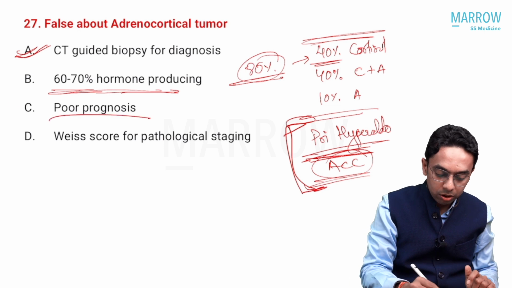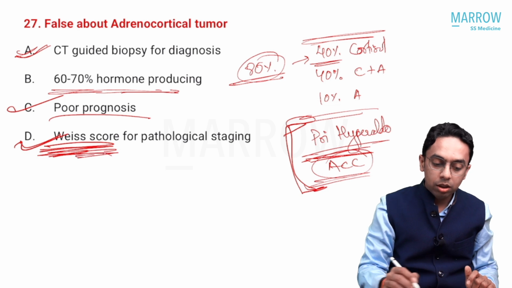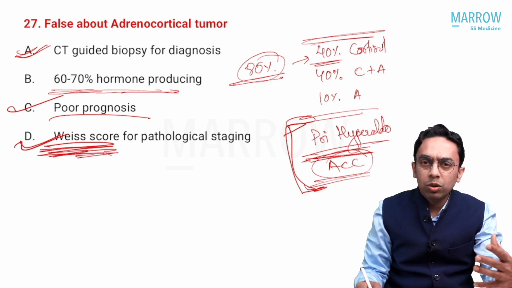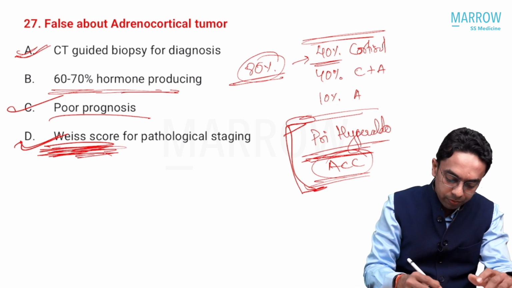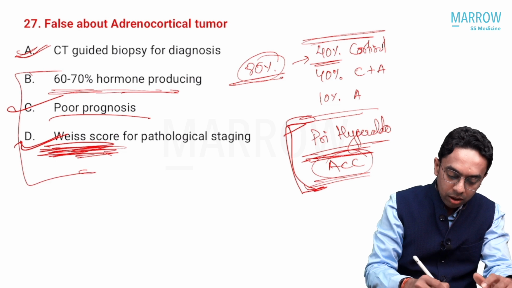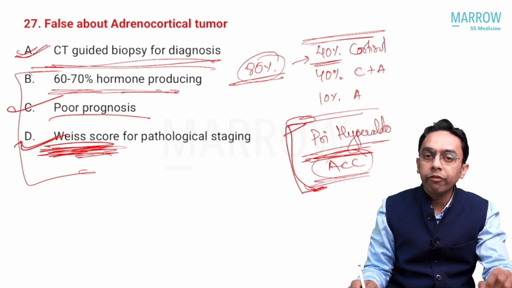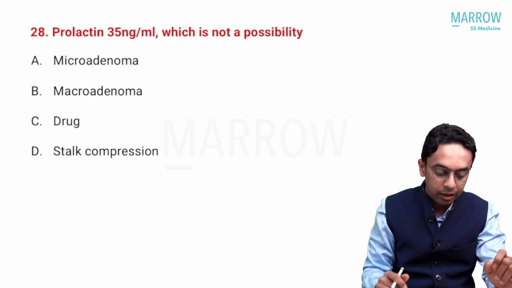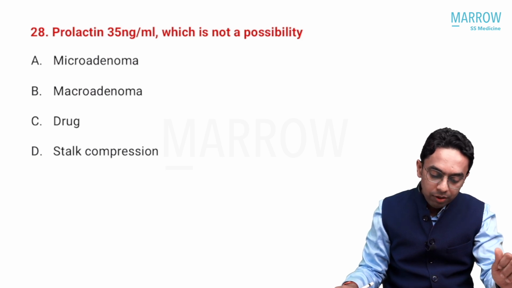Poor prognosis, yes. VC score for pathological staging, yes. So we see the mitotic rate, necrosis, capsule invasion, venous invasion, all those things. Yes, VC score is used. So these three are correct. This is absolutely wrong here. In ACC, we should never do any FNAC or CT guided biopsy of the adrenals. That's an absolute contraindication.